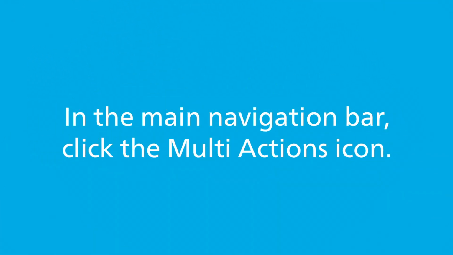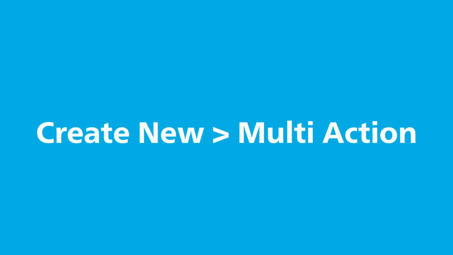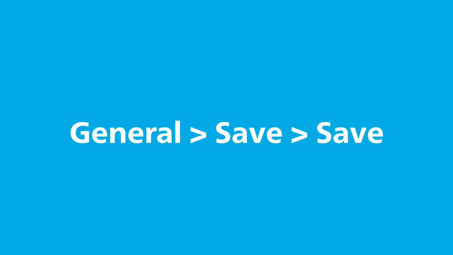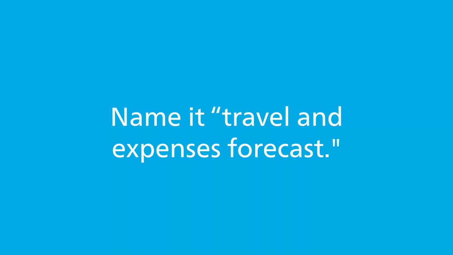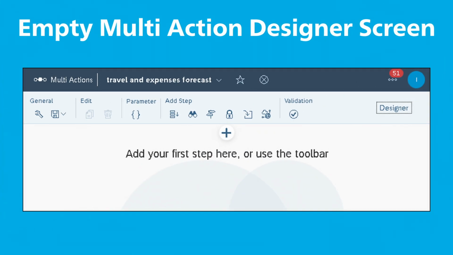In the main navigation bar, click the multi-actions icon. Follow this menu path. The multi-action designer opens and shows an empty canvas. In the toolbar, follow this menu path to save the multi-action. Save the multi-action in your personal folder and name it Travel and Expenses Forecast. This figure shows the state of the multi-action designer immediately after the multi-action is created.